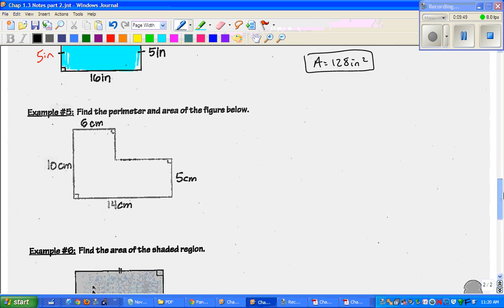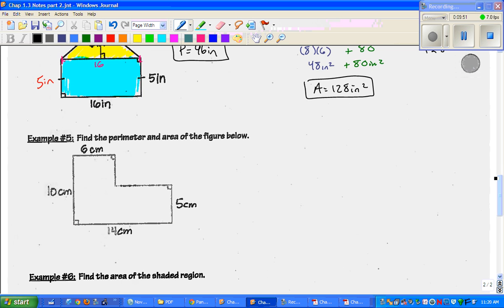Now, these are some of the favorite questions that they have on ACT tests. Okay. All right, let's look at number 5. It says find the perimeter and the area of the figure below. Now, what we're going to do is imagine that this is one huge square.